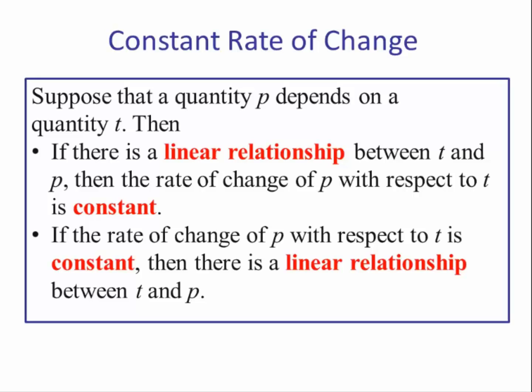Constant rate of change. Suppose that a quantity P depends upon a quantity T. Then, if there is a linear relationship between T and P, then the rate of change of P with respect to T is constant. That means it stays the same. If the rate of change of P with respect to T is constant, then there is a linear relationship between T and P. So the slope is the rate of change, and it stays the same for a linear relationship.